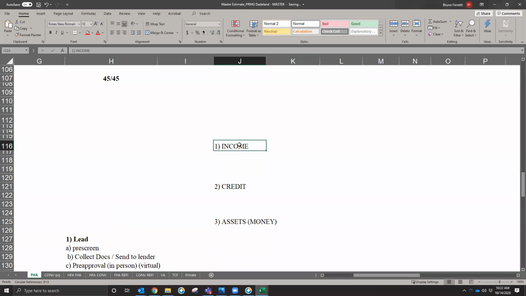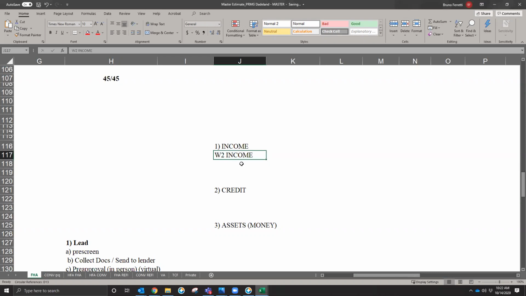So, what do you need to know about income? Well, there's 2 kinds of income, and it's important that you ask them which type they receive. The first type is W-2 income, and the second type is self-employed. Self-employed income is also known as 1099, 1120, which is when you own a business, 1120S, 1065, any one of these where you work self-employed, donde tú trabajas por tu cuenta, okay?